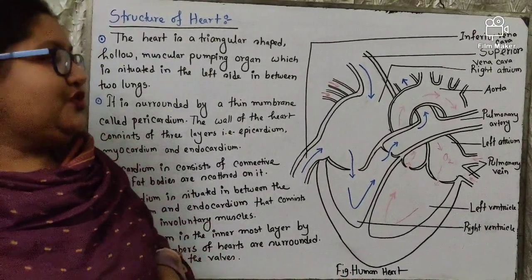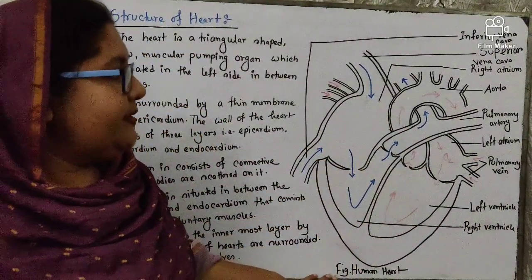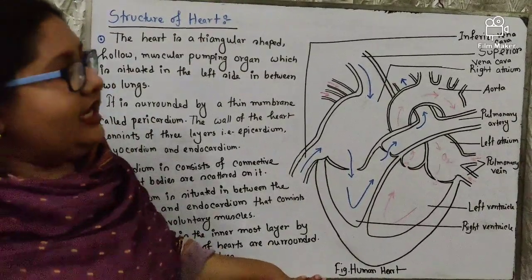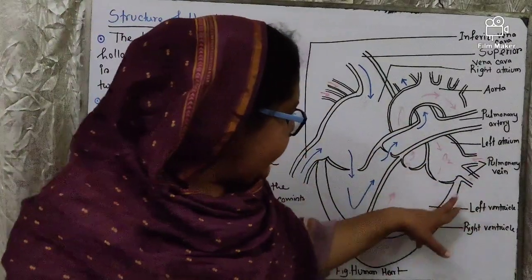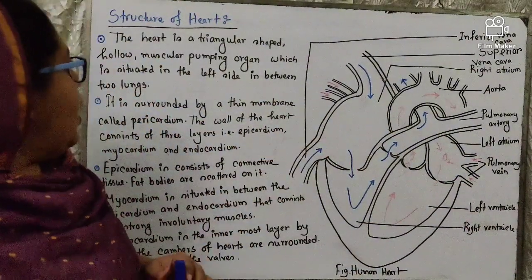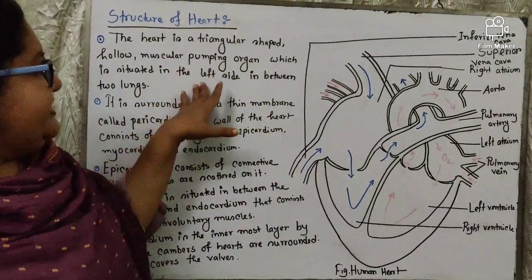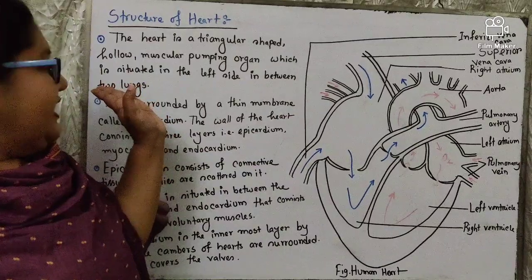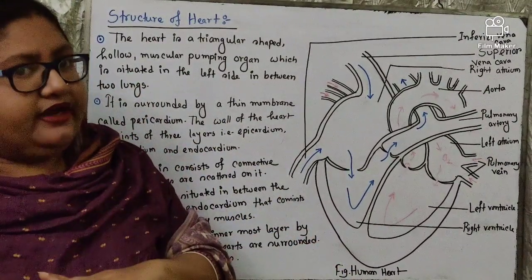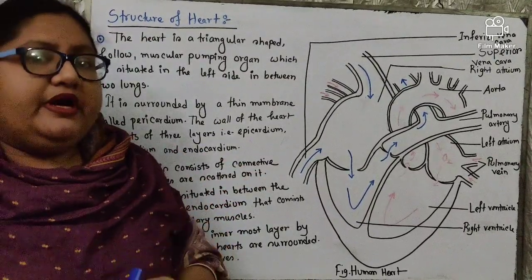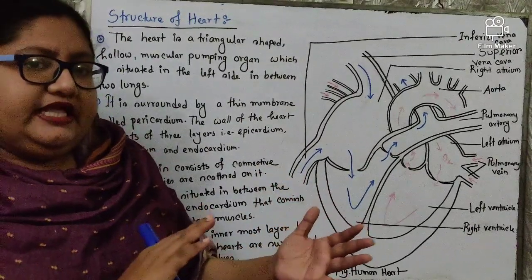Now, the structure of heart. This is the structure of a heart. This is the human heart, the diagram of human heart. Now, the heart is triangular shaped. It is a triangular shaped, hollow, muscular pumping organ, which is situated in between the two lungs. You know, we have two lungs, the left lung and the right lung. In between two lungs, the heart is situated, just a little bit to the left side.